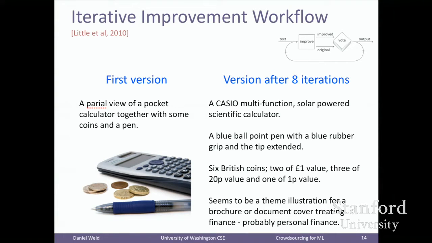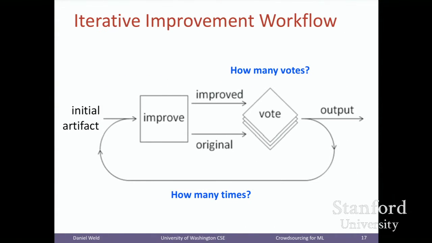I'll just point out that while this is really powerful, there's a whole set of questions that Greg didn't really answer. One is, how many people should you have vote on which of these two captions is better before you go around the loop? And how many times should you go around the loop?